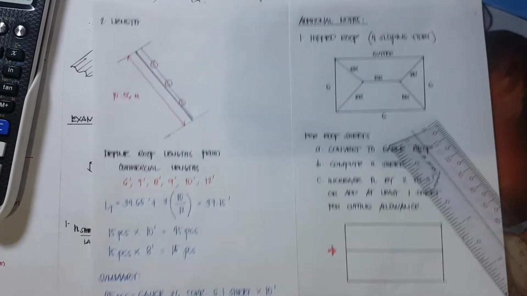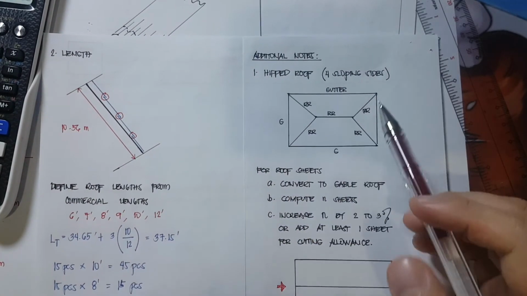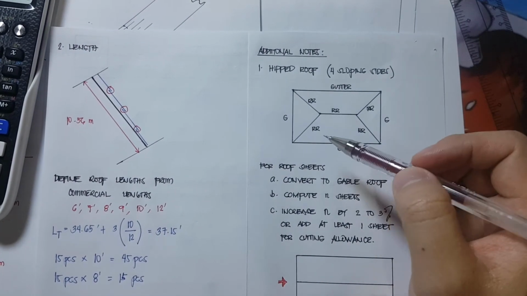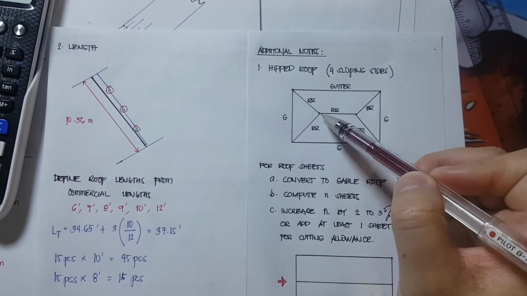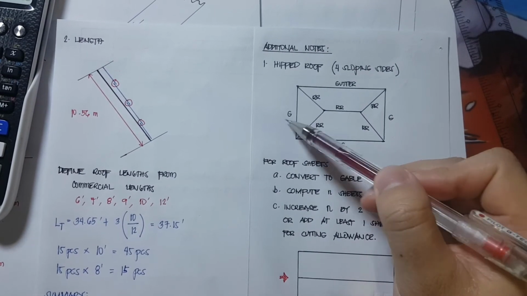Okay? So what if it is not a lean-to type roof, or it is a combination of different slopes? Like for example, you have a hip roof, wherein you have 4 sloping sides. If that is the case, by the way, you have here your ridge roll, ridge roll, ridge roll, ridge roll, ridge roll. You have here your gutter.